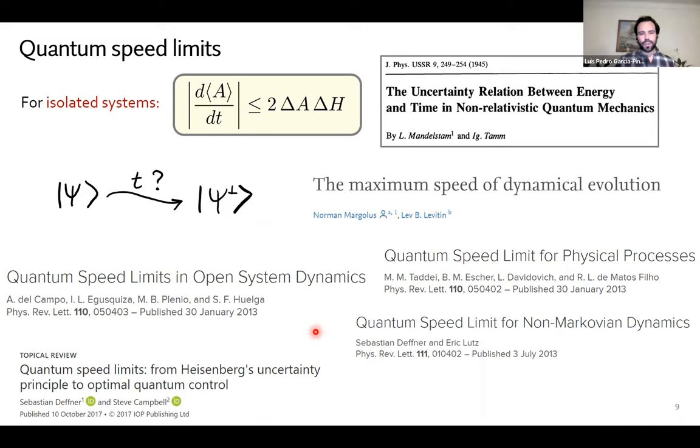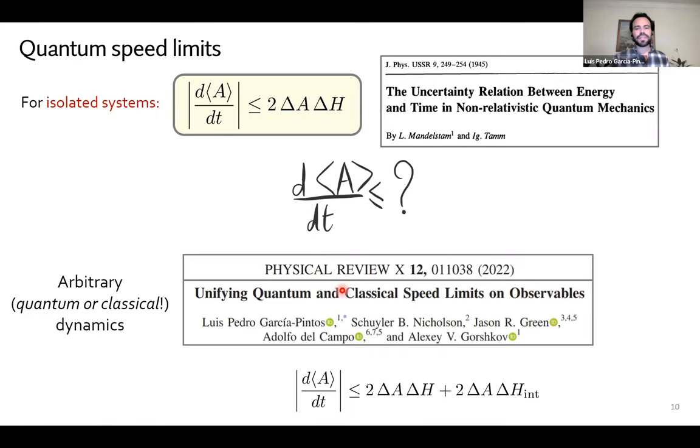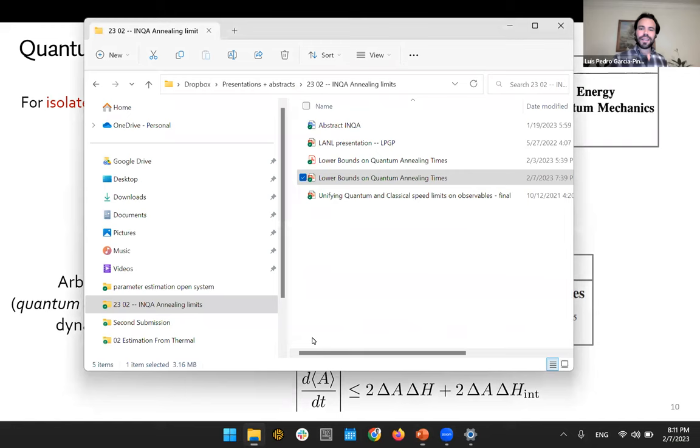Good. Now, recently we focused on getting away from this focus on the state and going back to focusing on observables. And this relates to what we're going to be talking about today. But in this paper, let me flag it, we focused on the rate of change of any physical quantity in the same way that Mandelstam and Tamm did here. But instead of focusing on isolated systems, we focused on open quantum systems. And in fact, you can also derive bounds for classical systems as well.